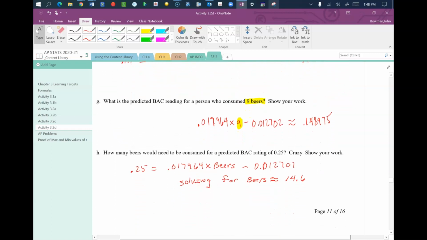How many beers would need to be consumed for a predicted blood alcohol content rating of 0.25? So to put this in context, this would be 3 times the legal limit. So in this case, you're given the predicted value and you're solving for the number of beers in the least squares regression equation. And if you did that, it would be close to 15 beers.